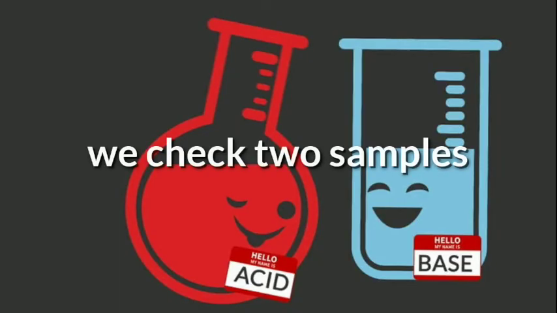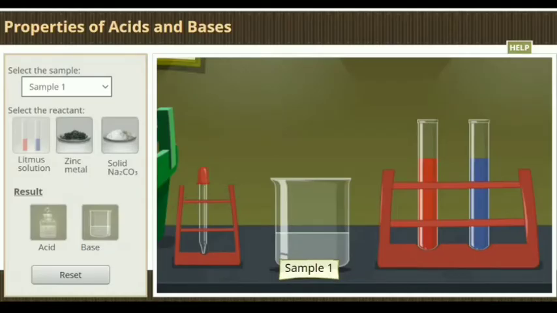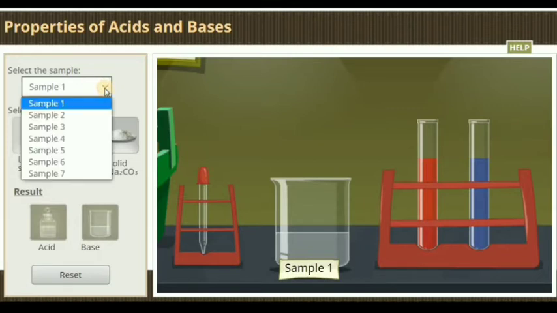Now let us get into the virtual lab. Dear students, let us do some activity: whether the given substance is an acid or a base by using litmus solution. So now we have 7 samples in total. We don't know whether they are acids or bases or neutral. Okay, now let us check one by one.